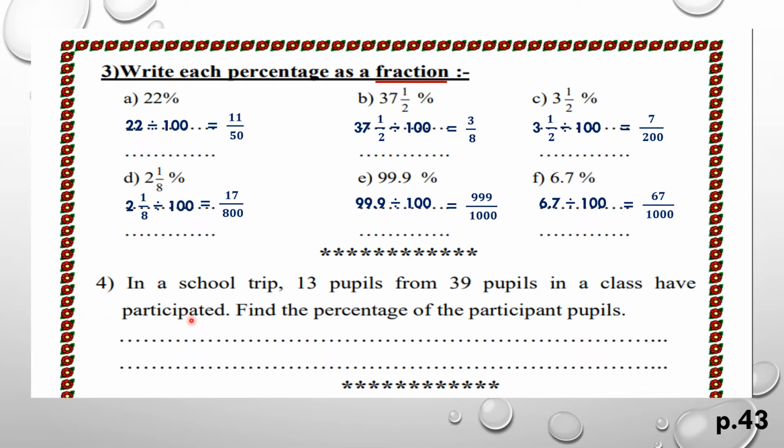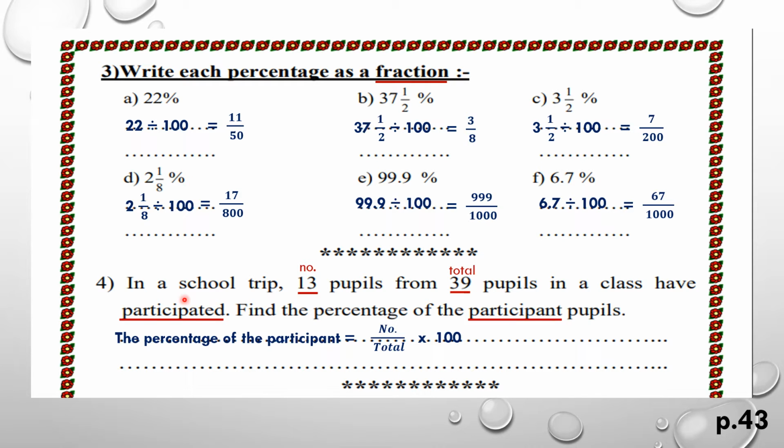Number 4. In a school trip, 13 pupils from 39 pupils in a class have participated. Find the percentage of the participant pupils. 13, this is the number of participant pupils. 39, this is the total number of the pupils. How can I find the percentage given the number and the total? Here we have a rule. This rule is: the percentage of the participants equals the number of participants over the total number of pupils times 100.